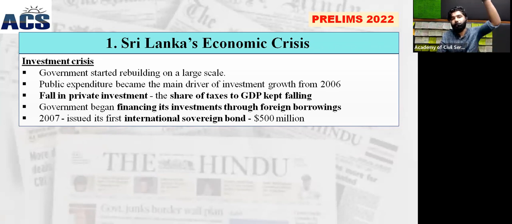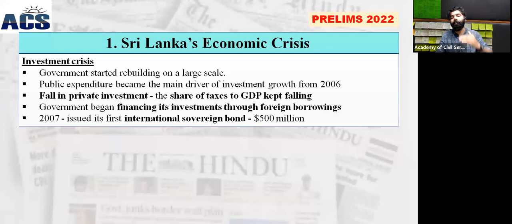That means if the private investment is less, if the growth of the private sector is very low, the share of taxes to the GDP will fall. The revenue a government collects comes mainly through taxes. India also gets a lot of revenue through the GST, and there was news about the GST collection being the highest we got recently.